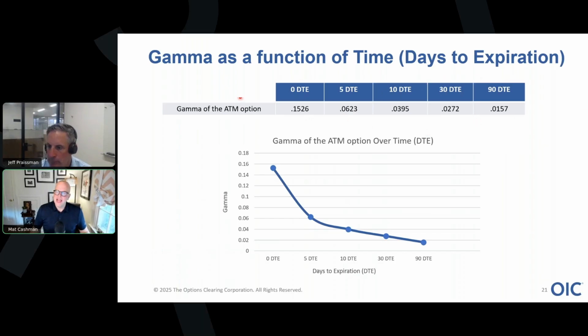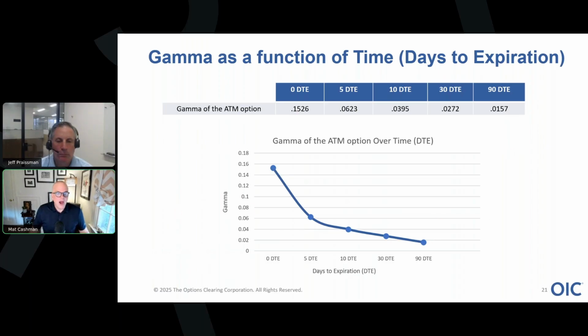If you were to just look at this table, it doesn't really look that acute, the difference between 0 days and 90 days. It's like 0.15 or 0.015. Like, what's the difference? Okay, now graph it. It makes a huge difference.